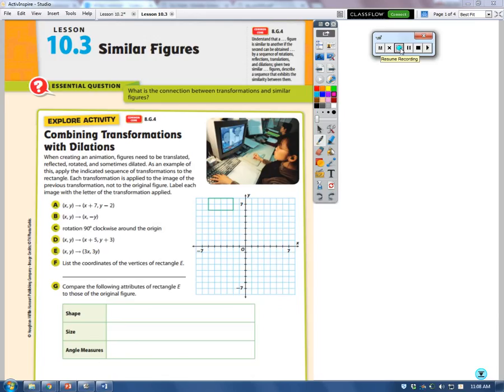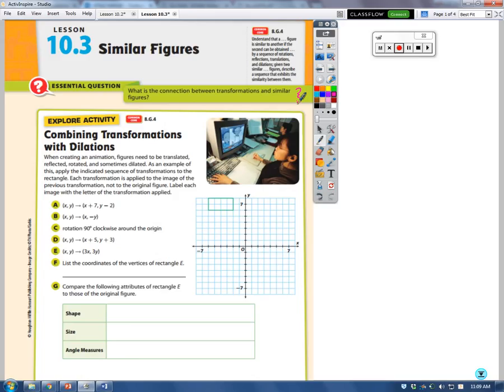Okay, Math 8 students, we are here in our final lesson of Module 10, Lesson 10.3, Similar Figures. Taking a look at our essential question, this is going to help guide us as we go through. What is the connection between transformations and similar figures?